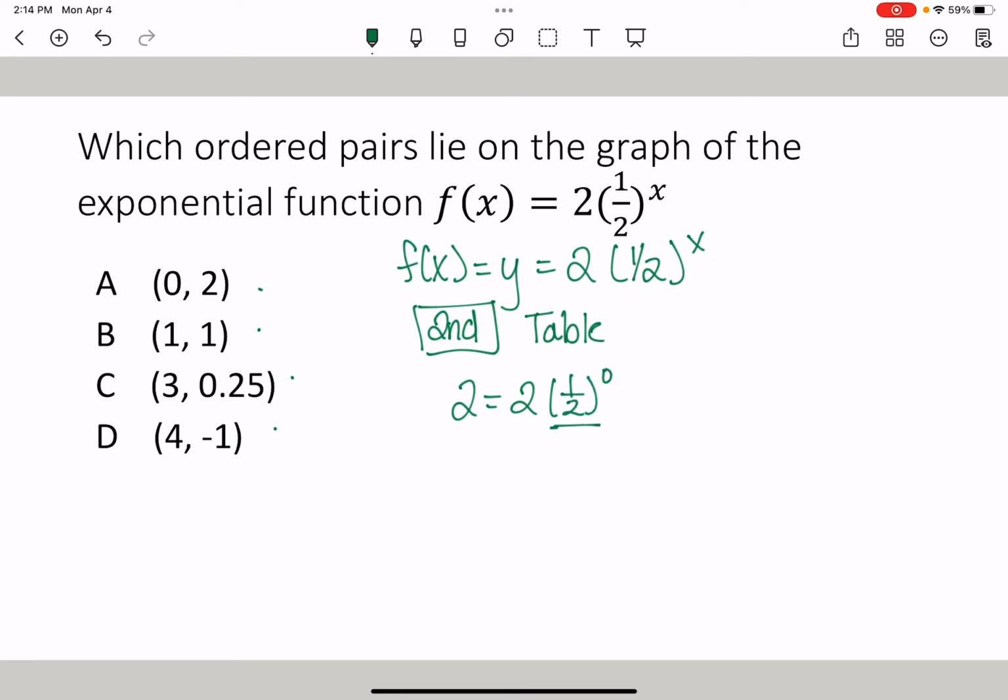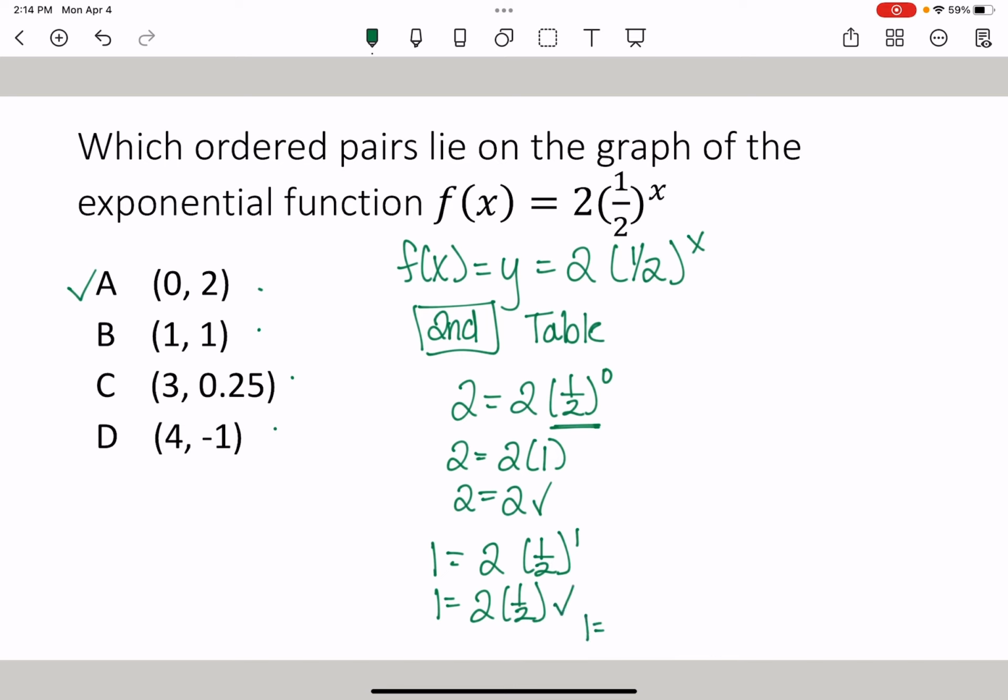Remember, anything to the 0 power is 1, so this is 2 equals 2 times 1, which is correct. So that means that is a point on my graph. So let's check the other points. So if we do that, we get 1 equals 2 times 1/2 to the 1. So 1 equals 2 times 1/2 is correct because 1 equals 1. So that is a point on my graph.